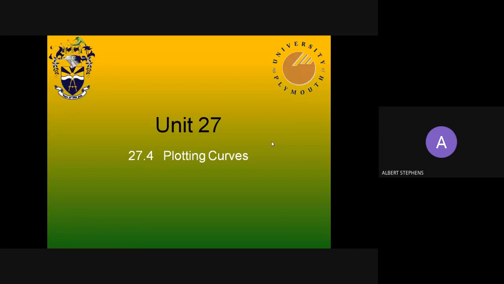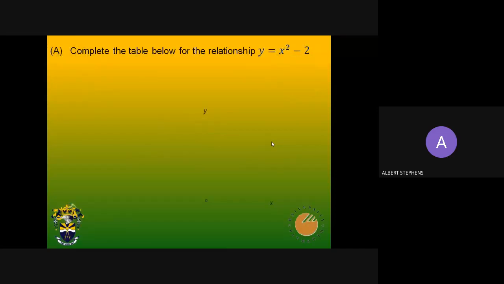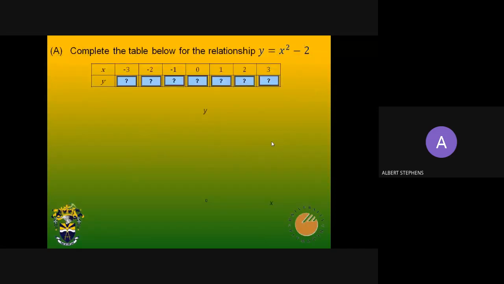Plotting curves. All right, so this is a little bit trickier. Please take off this question.